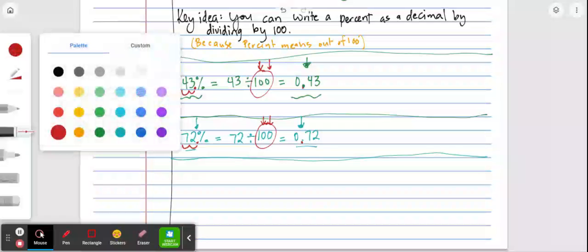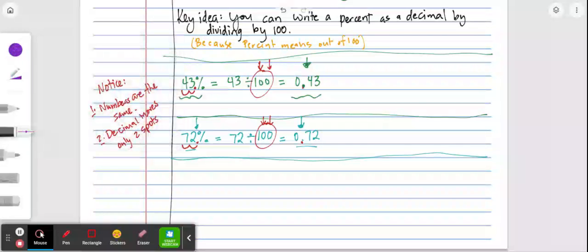Let's try another example problem. Let's do 216%. Okay, 216%. And we're gonna do the exact same thing that we've done on the previous ones. We know percent means out of 100. So we take 216 and divide it by 100. And in our calculator, this gives us 2 and 1600ths.